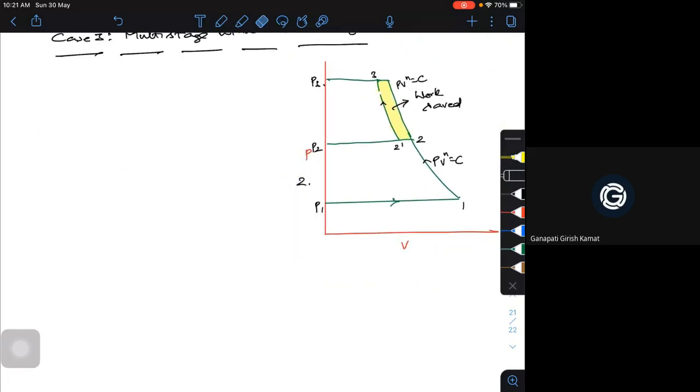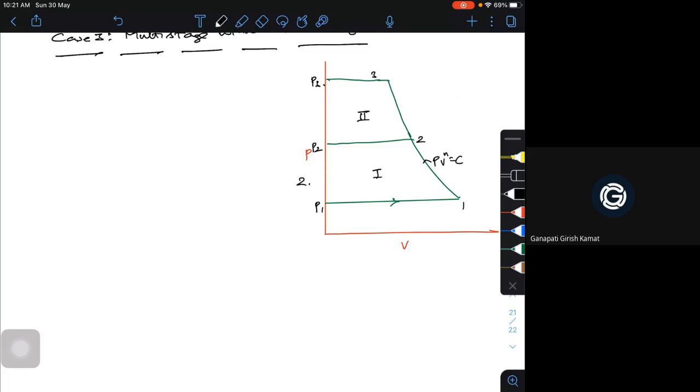What I'm going to do is remove this. I'm not going to save any work. So this is a compression which is simply according to PV to the power of n. There is no 2 dash and all those things. There is only one compression from 1 to 2 and, without intercooling, from 2 to 3. So what will happen here? I need to add work in the first stage. If this is my first stage and this is my second stage, I need to add the work done in the first stage and the work done in the second stage separately.